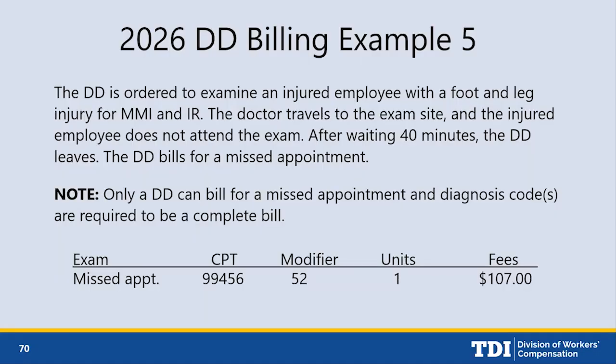The last billing example for the designated doctor is that missed appointment fee. So DD, again, they've been ordered to evaluate this injured employee with a foot and a leg injury for maximum medical improvement and impairment rating. They traveled to the exam site. They waited 40 minutes. Still no injured employee. So the designated doctor, they're going to document what happened and bill using 99456 with that 52 modifier for a total of $107.